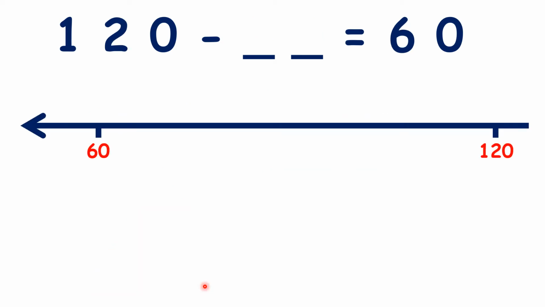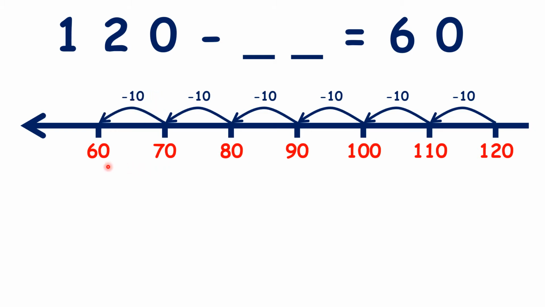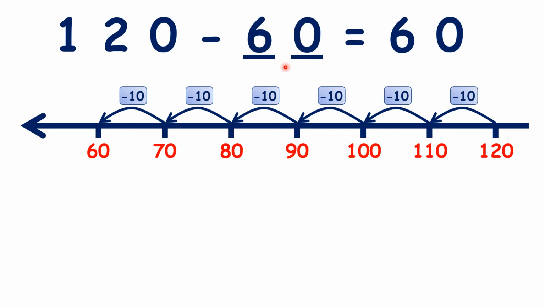So pause the video and work out what you have to subtract from 120 to get 60. Well, we could count on a number line, so from 120 we can count back in tens, 110, 100, 90, 80, 70 and 60. We subtracted 10 6 times, so that's 60.